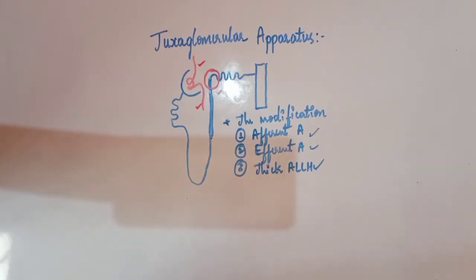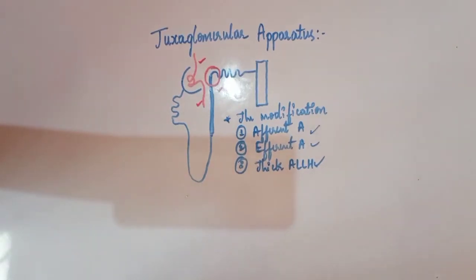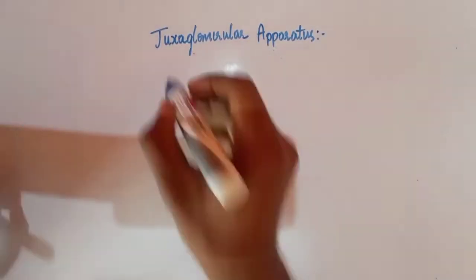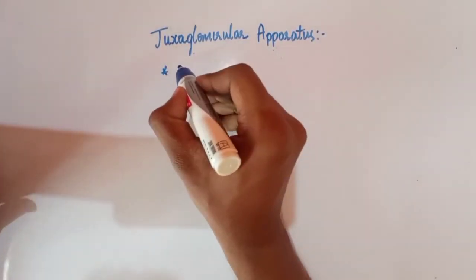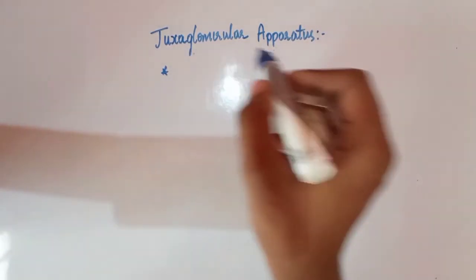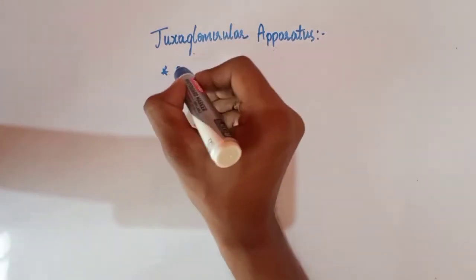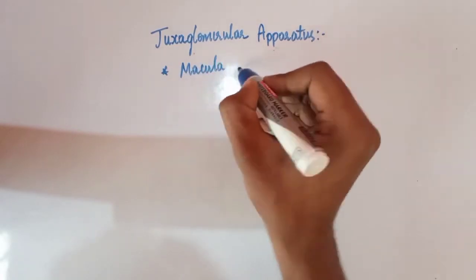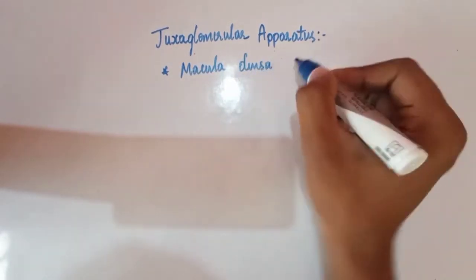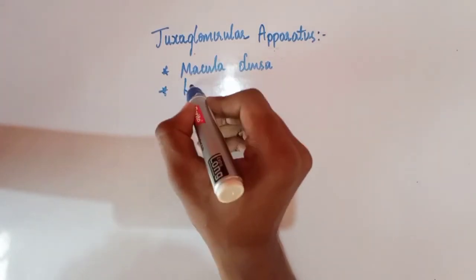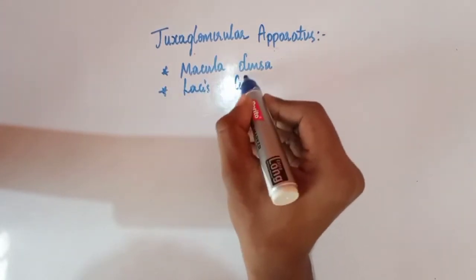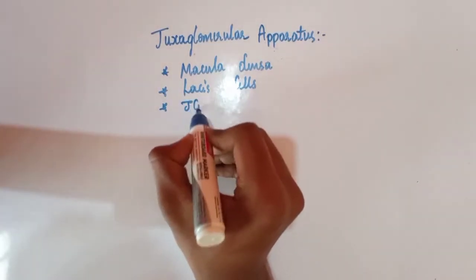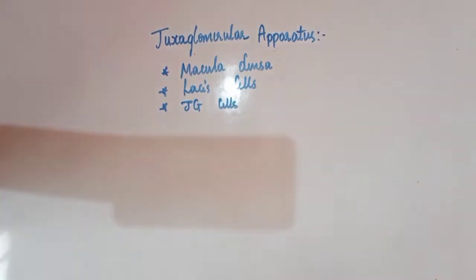So what are the modifications? Let's see. The components of juxtaglomerular apparatus are: number one, macula densa. Second, Lacis cells. Third one is the JG cells, juxtaglomerular cells.